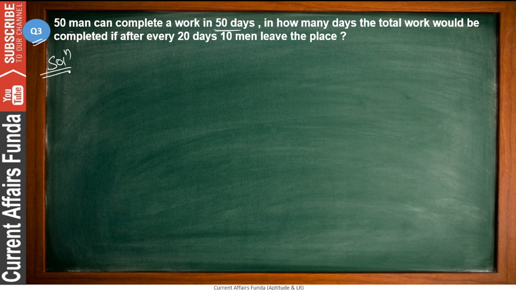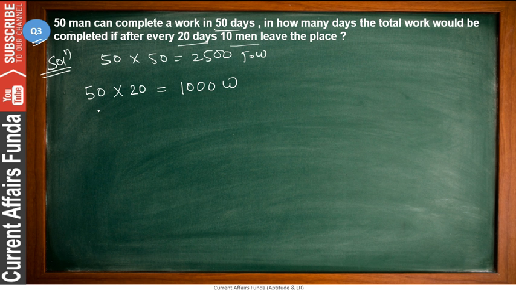If you are unable to solve this one, 50 men into 50 days, it will be 2500 total work. Okay, so friends, the condition is this: in how many days would the total work be completed if after every 20 days 10 men leave? That means 50 men will first work for 20 days. Okay, so they will do 1000 units of work, and after 20 days 10 men leave.